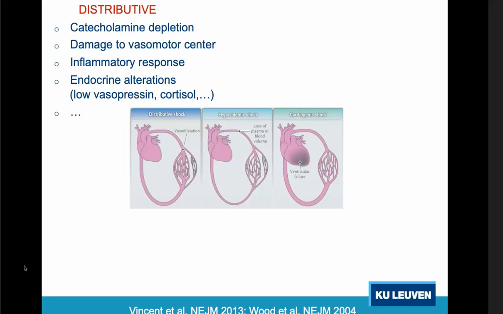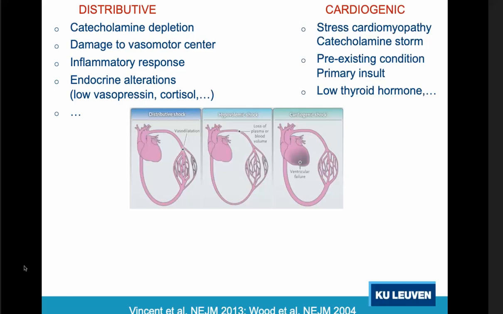The general mechanisms of hypotension and shock can be present. There may be a distributive component due to catecholamine depletion and damage to the vasomotor center, as just told, but also the inflammatory response which accompanies brain death may contribute to a distributive component. Also, endocrine alterations that may occur after brain death, such as low vasopressin, may contribute to distributive shock.